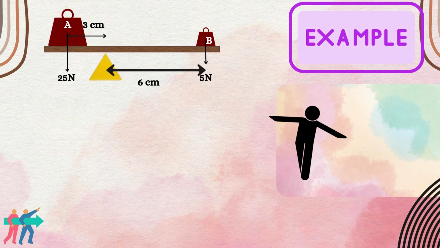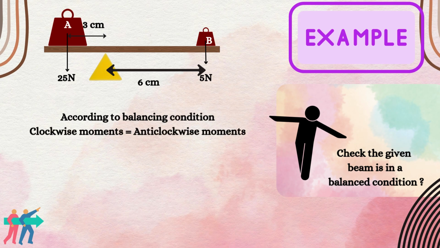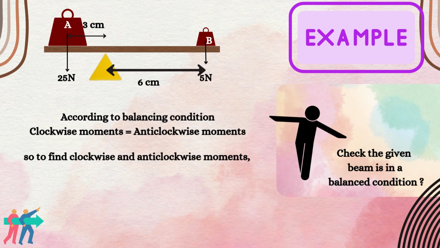Let's see an example. Check if the given beam is in a balanced condition. According to the balancing condition, clockwise moments equal anti-clockwise moments. So to find clockwise and anti-clockwise moments, I have to select a pivot, and this is my pivot. Now let's identify the clockwise moment first. For that, keep the pivot of the clock close to the pivot of the beam, and check which of the forces are moving in the clockwise direction. So here, the external 5 Newton force is acting in the same direction as the clock hands, which means 5 N is in clockwise direction. To calculate clockwise moment, we have the equation.